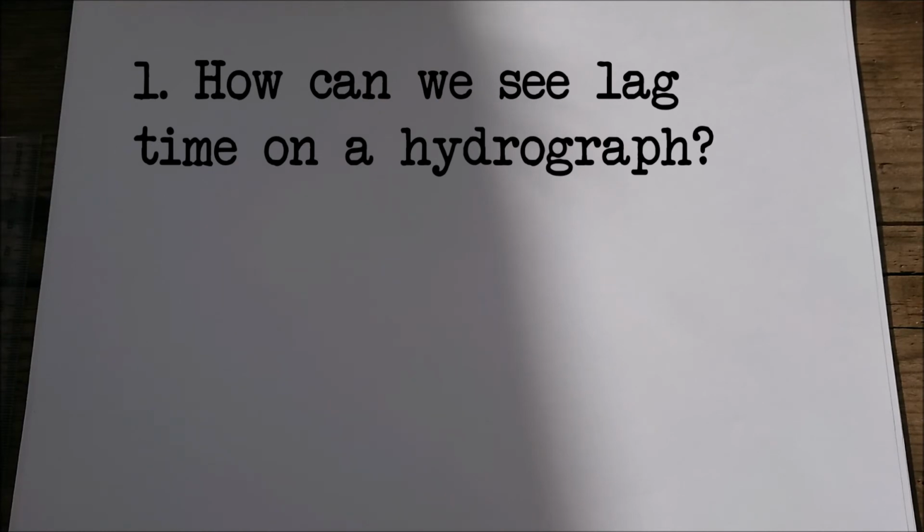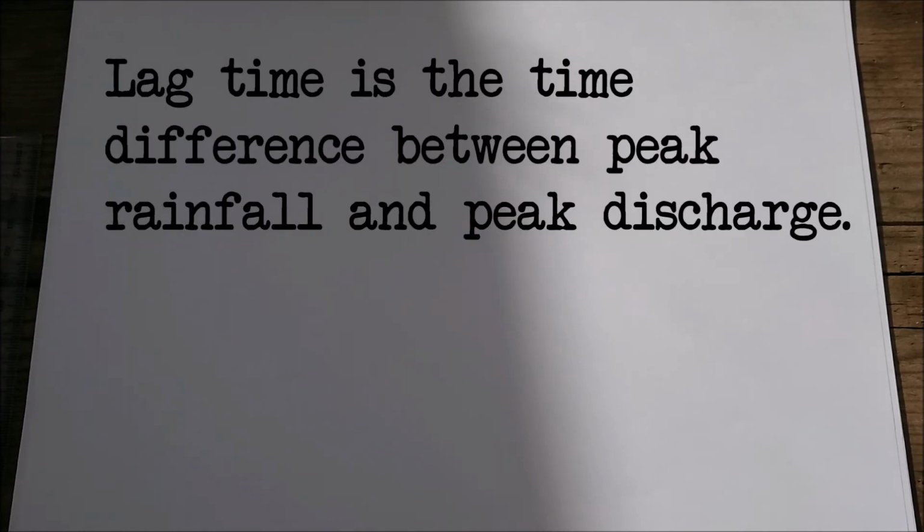Question 1. How can we see lag time on a hydrograph? Lag time is the time difference between the peak rainfall and the peak discharge. So if you look at the highest bar on the hydrograph for rainfall, and you look at the highest point for discharge, and you measure the time between the two, that would be your lag time.